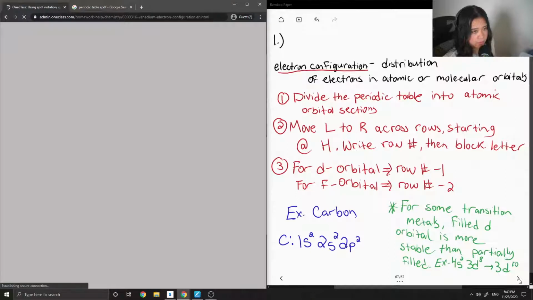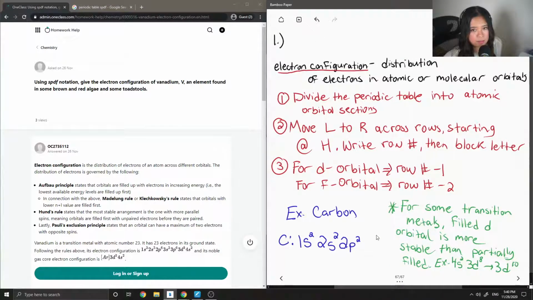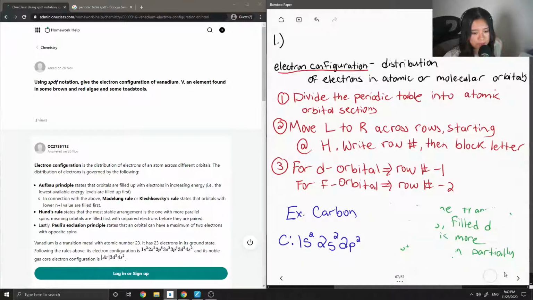Now let's move on to question number 2. Using SPDF notation, give the electron configuration for vanadium, which is an element found in some brown and red algae and some toadstools. So I'm just going to write it on the right side here, just so that we can see the rules again.